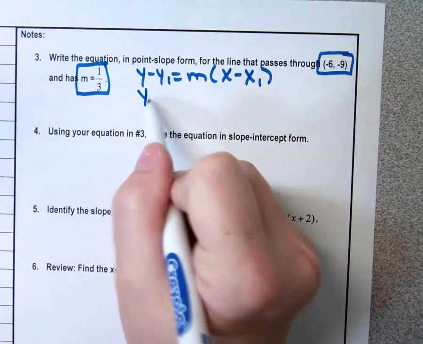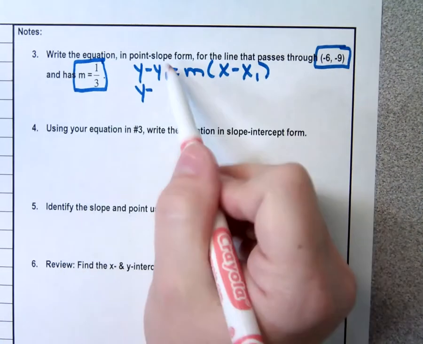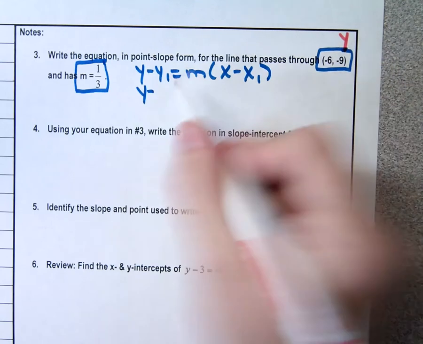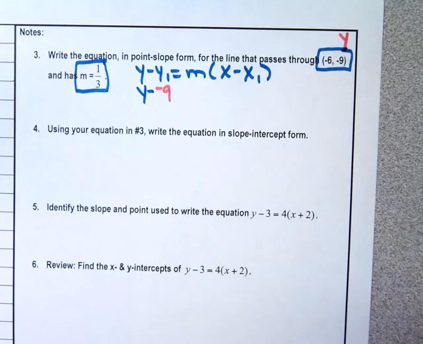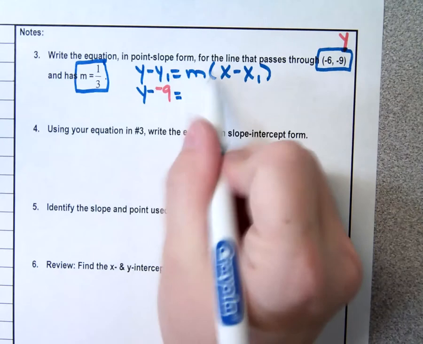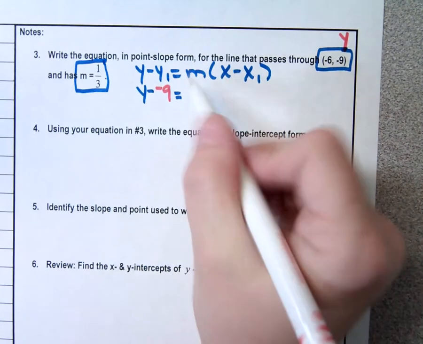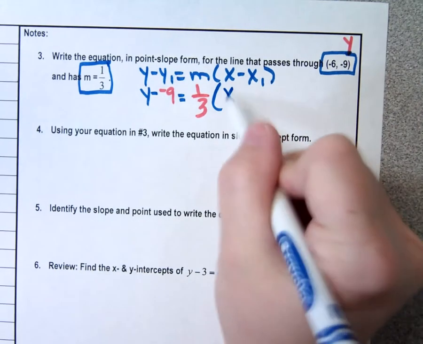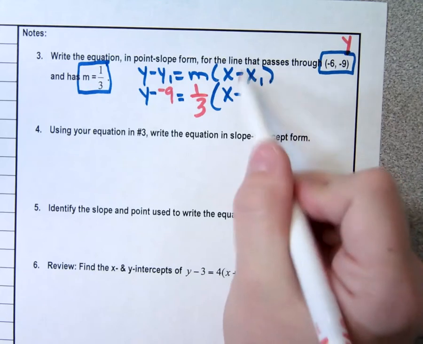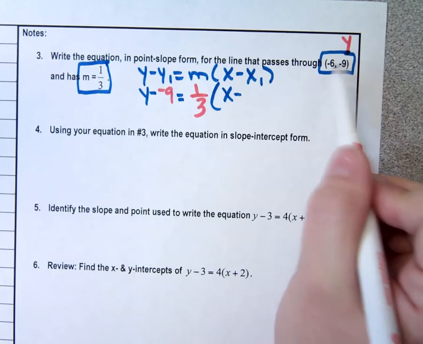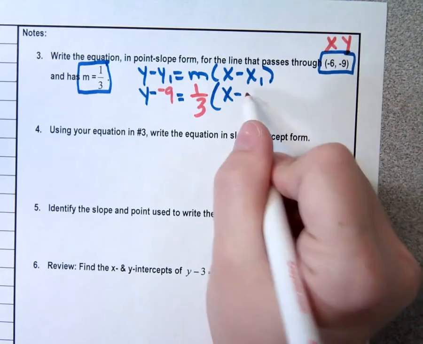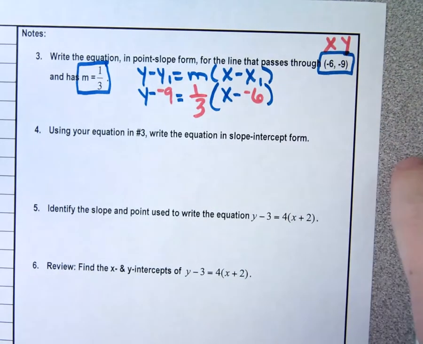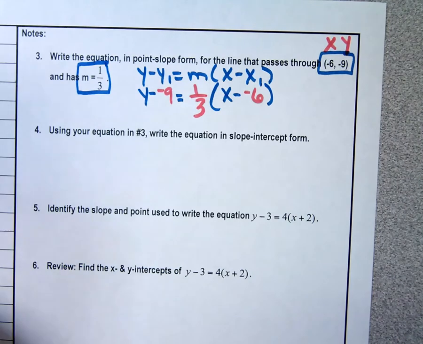Okay, so we write y minus, this one's the y-coordinate, so which of these is the y-coordinate? The negative 9, so I write negative 9. I recopy the equals. Now it wants the slope. What's the slope? 1/3. I recopy my parenthesis and my x minus. Now it wants the x-coordinate. Which of these is the x-coordinate? The negative 6, so I write negative 6. And that's point-slope form. Now I'm just going to clean it up.